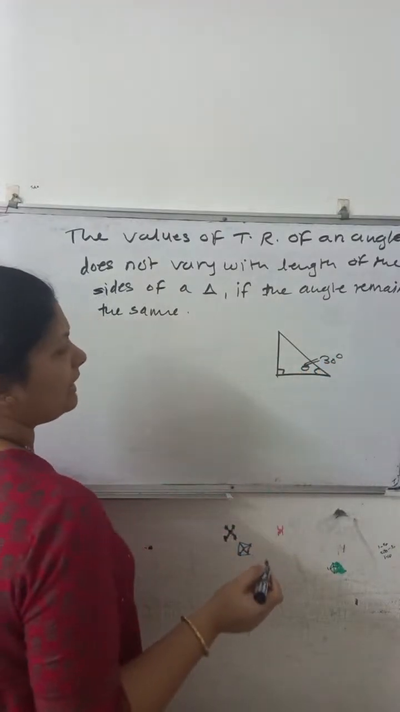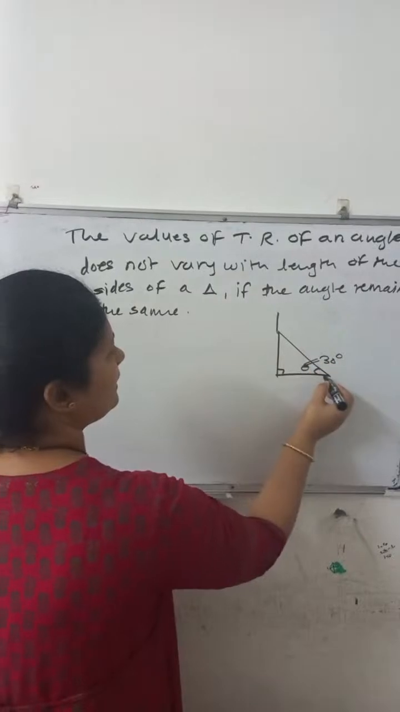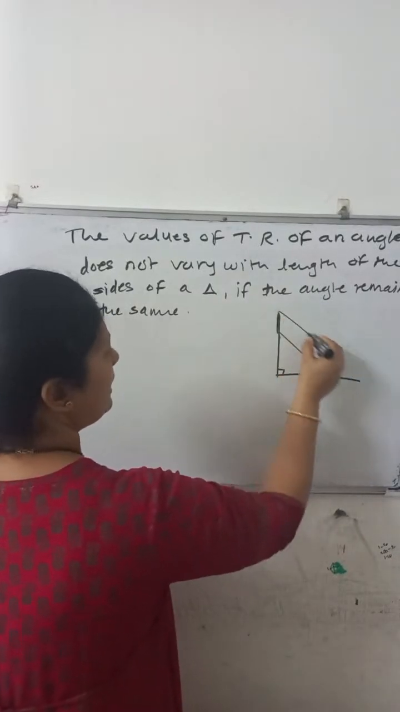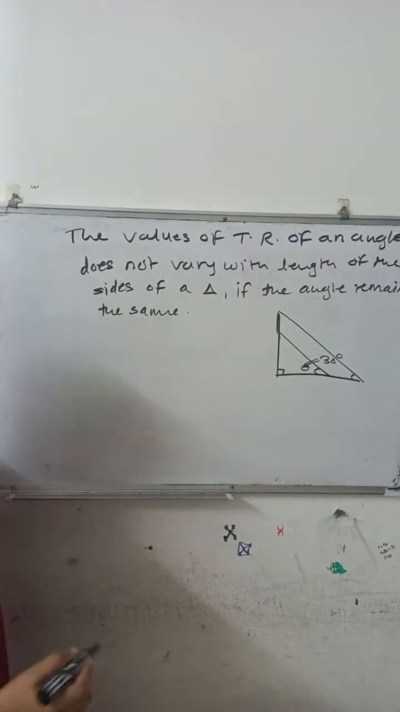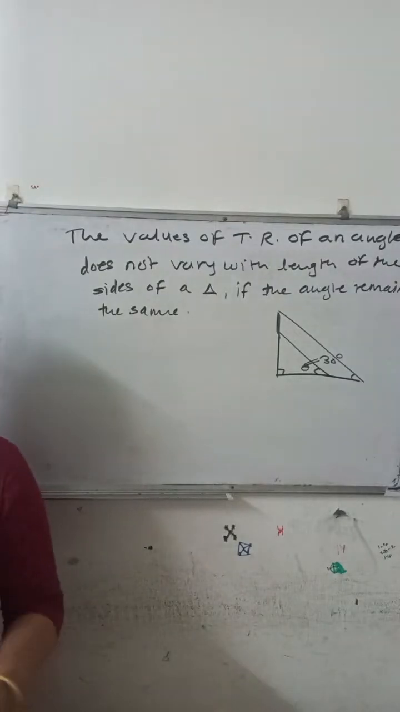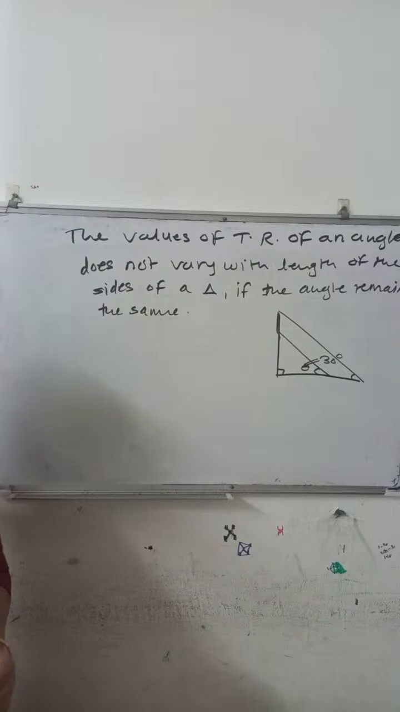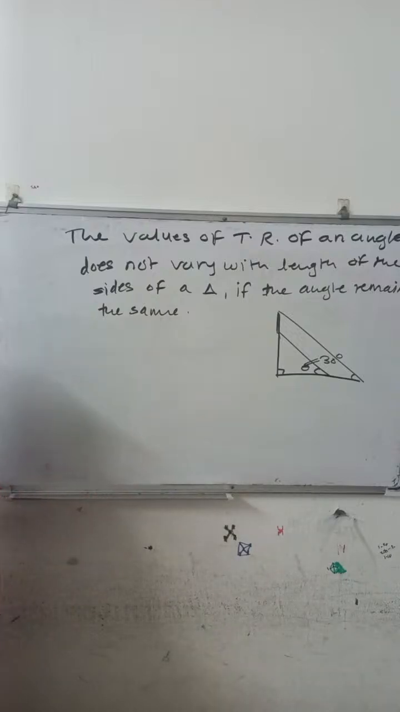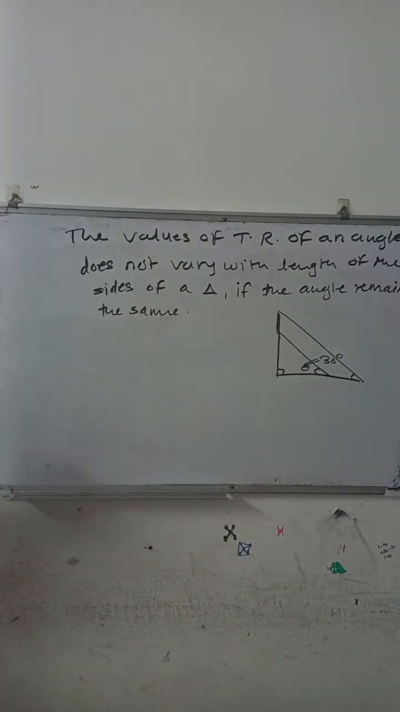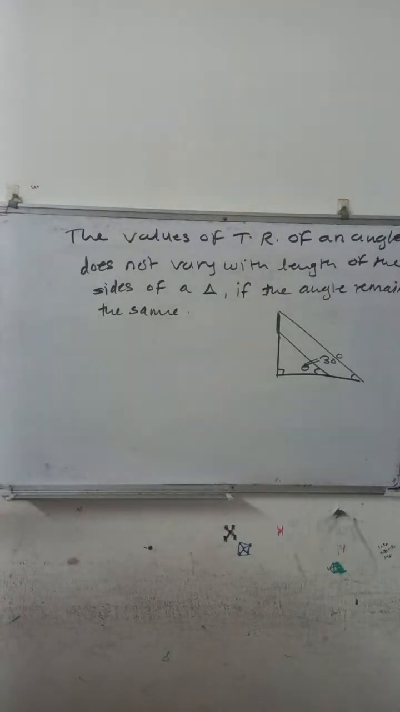If you increase this height and this base, and again join, this angle is again 30. If you take a ratio, that ratio will remain the same, it will not change, because the angle remains the same. This is a very important statement. Many questions may be asked on it, in MCQs or in assertion-reason questions. So keep this statement with you and write it down.